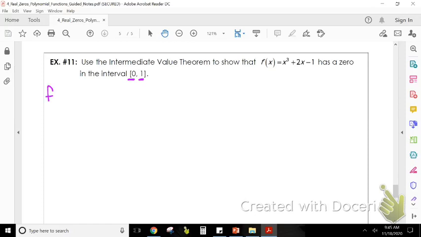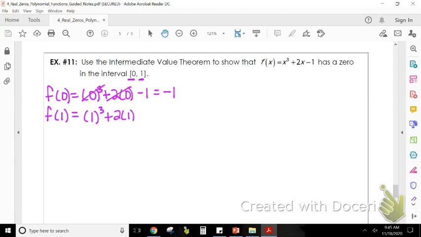All right, so let's find f of 0. So I have 0 cubed plus 2 times 0 minus 1. Well, 0 cubed is 0. 2 times 0 is 0. So we end up with just the negative 1. Then let's find f of 1. So we get 1 cubed plus 2 times 1 minus 1. 1 cubed is 1. 2 times 1 is 2. And then minus 1, that gives us a positive 2.